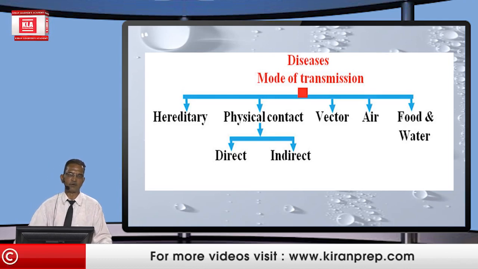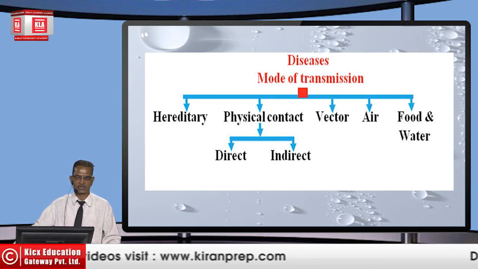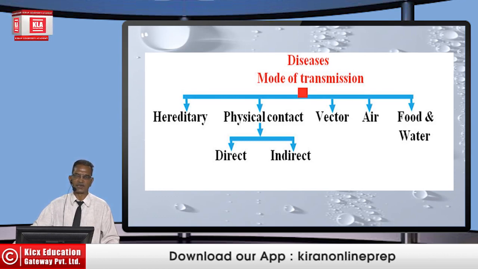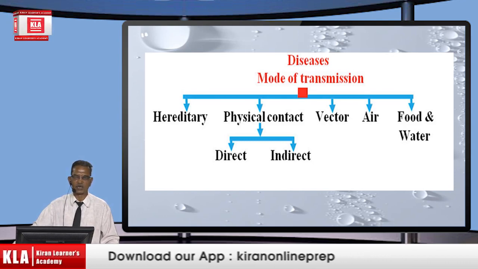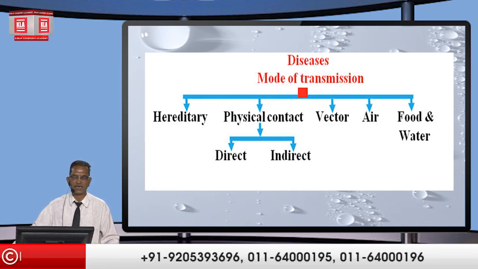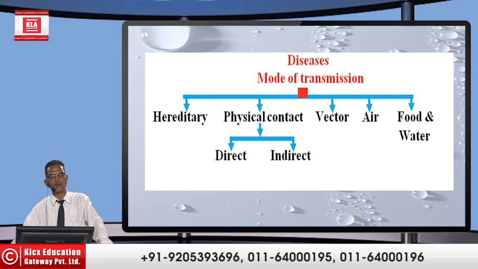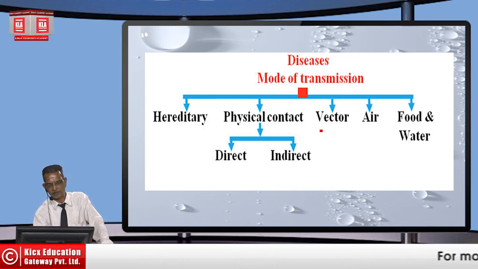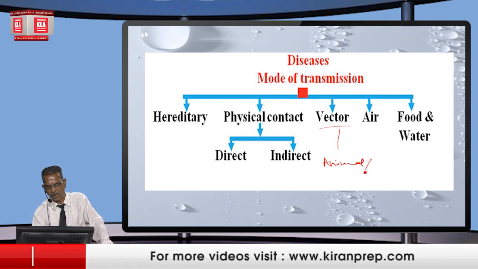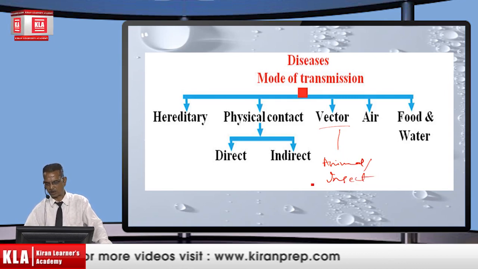Indirect means like sharing of a towel, sharing of glasses, sharing of syringes. Or it can be direct, like in STD, where there is a direct physical contact in the sexually transmitted diseases, such as in gonorrhea, syphilis, AIDS. If it is an unprotected sex, then it can be AIDS. It can be a vector. Vector means an animal or an insect that can be the cause of the disease.